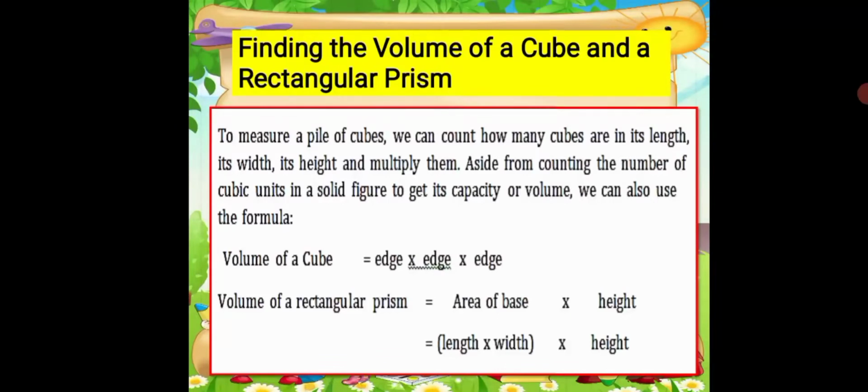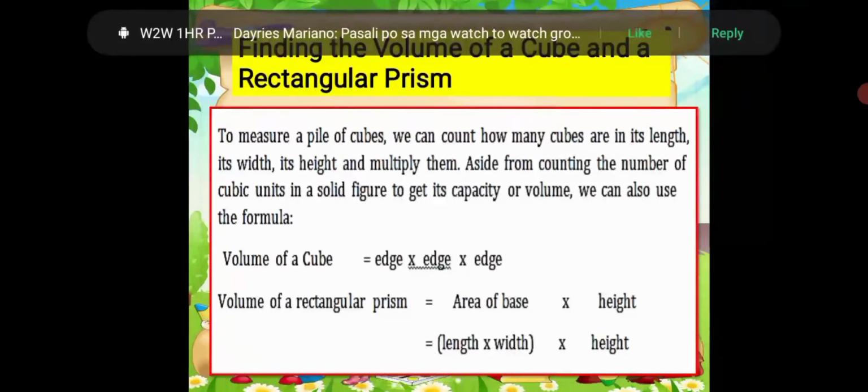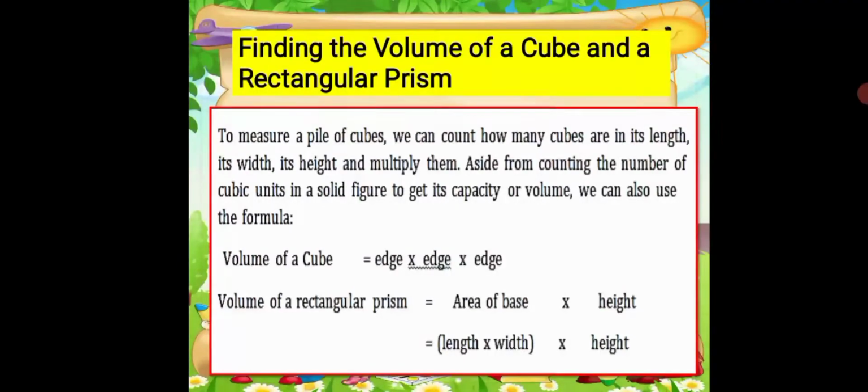To measure a cube, we can count how many cubes are in its length, its width, and its height, and multiply them. Aside from counting the number of cubic units in a solid figure to get its capacity or volume, we can also use the formula. The volume of a cube is equal to edge times edge times edge. For a rectangular prism, volume is equal to area of base times height, or length times width times height.